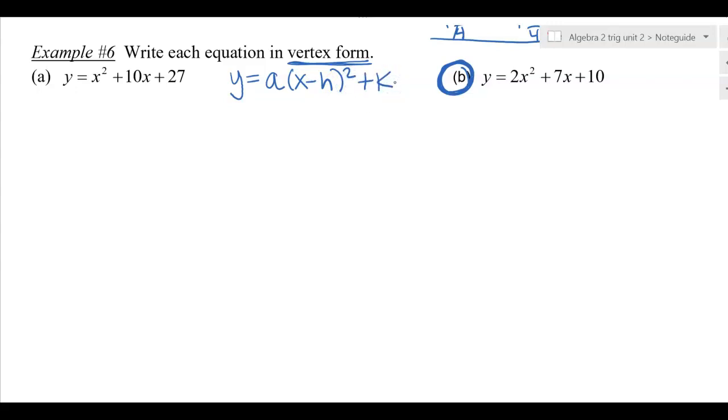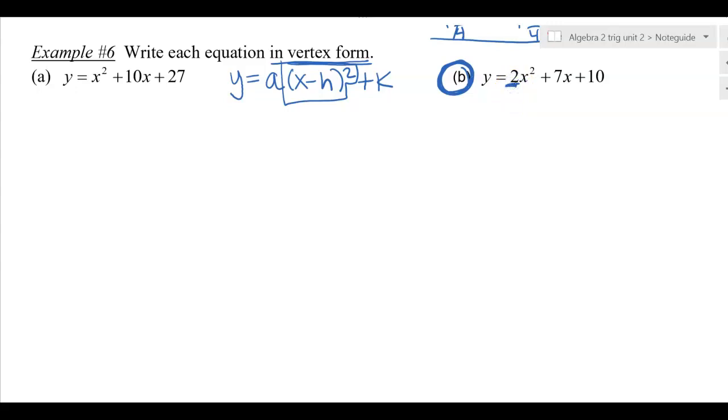So the special thing about vertex form is it has all the x's wrapped up in a perfect square, which means if I want something to be in vertex form instead of standard form, I need to make a perfect square, okay? How do I make a perfect square? Completing the square, okay? So this equation is very similar to what we just worked on.